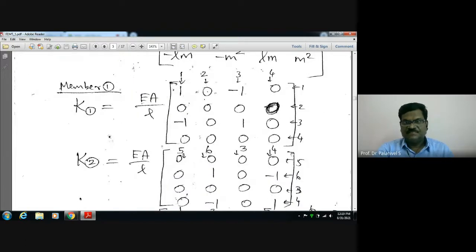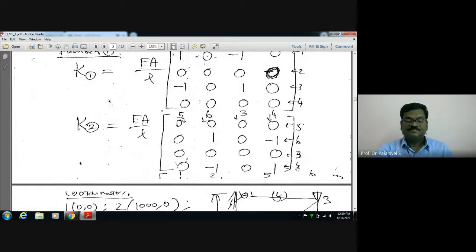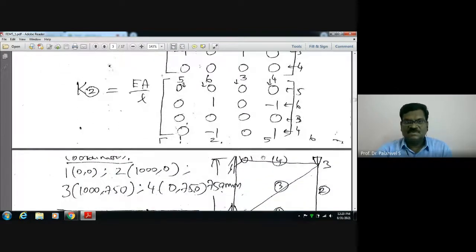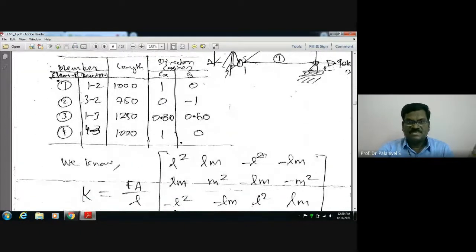5 6 3 4, and in the vertical direction also 5 6 3 4. You have to write it. What is the use of it? When you assemble, suppose here 3 3 1 is there, and here also 3 3 0 is there. You have to add it. Wherever similar coefficients like 1 1, 1 2, 1 3, 1 4 come, you have to add the similar coefficients of all the matrices. That is the purpose of referring to it. You have to assemble it.